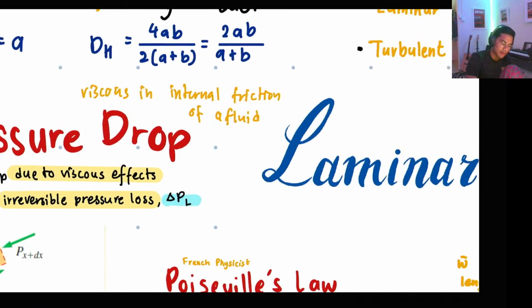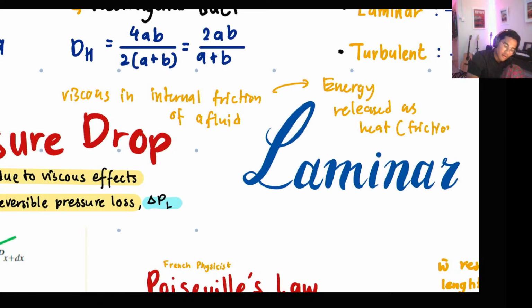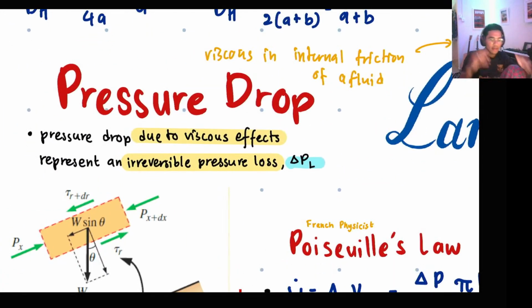Let me just write that down: energy released as heat from the friction. That is where the energy is lost through the viscous effects. So now we understand what pressure drop means: due to the viscous effects, it represents irreversible pressure loss.